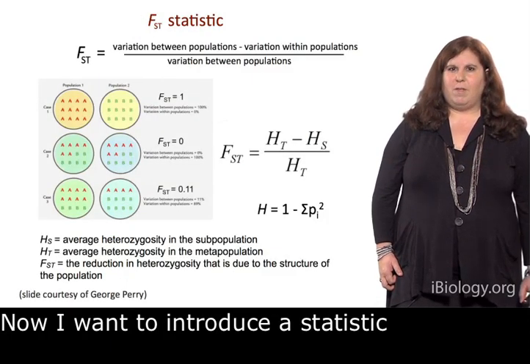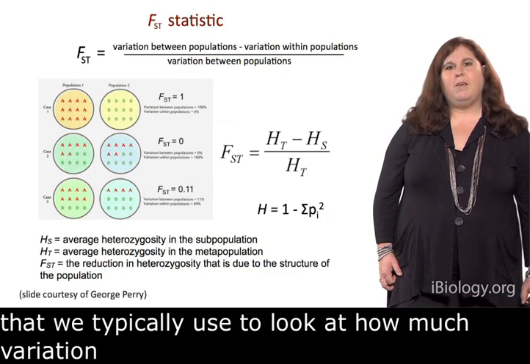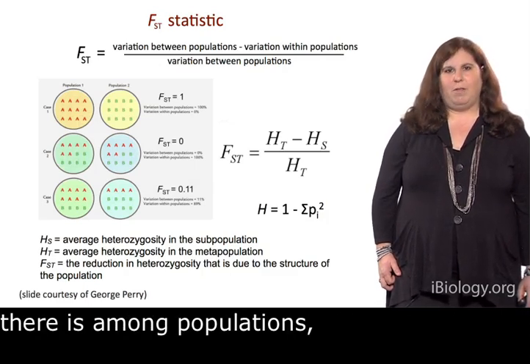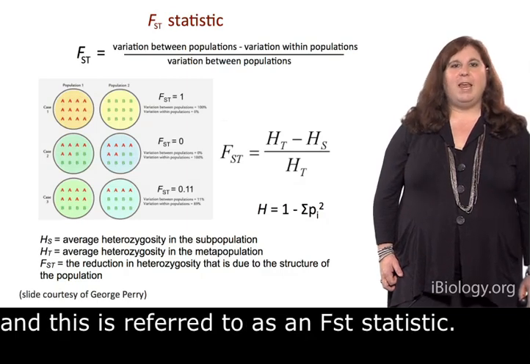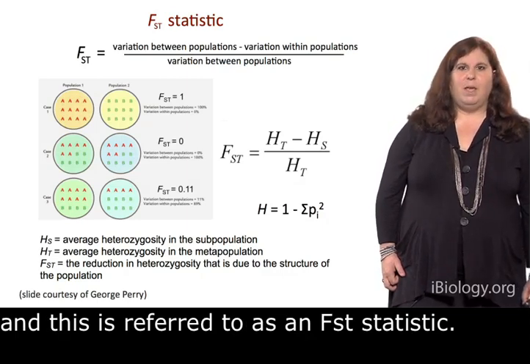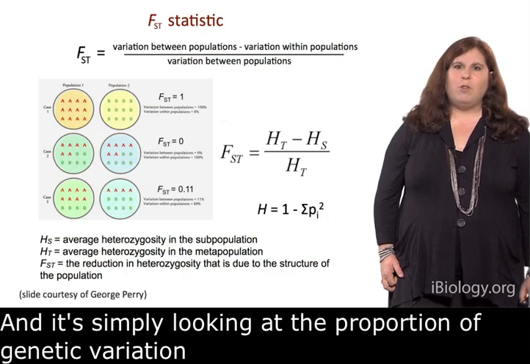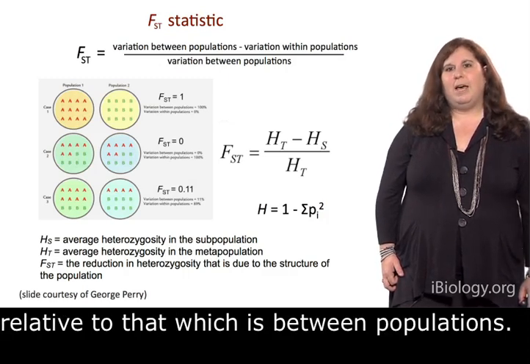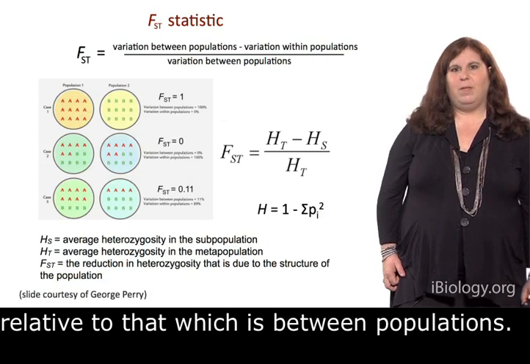Now I want to introduce a statistic that we typically use to look at how much variation there is among populations. This is referred to as an FST statistic. It's simply looking at the proportion of genetic variation that is within populations relative to that which is between populations.